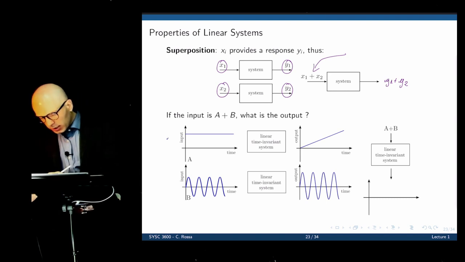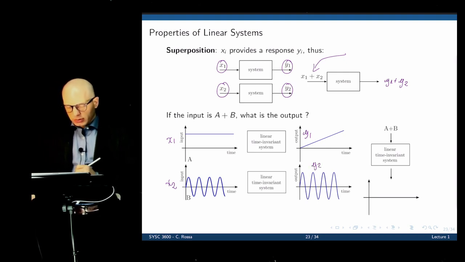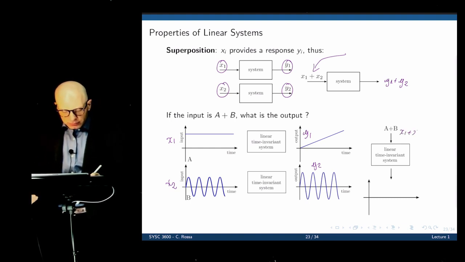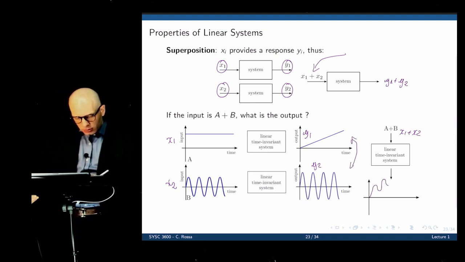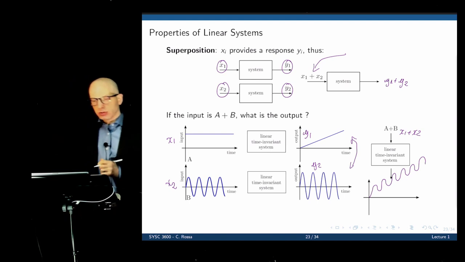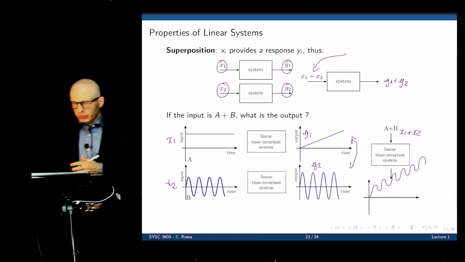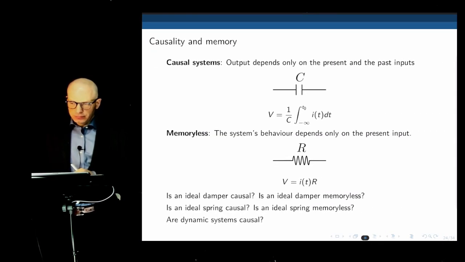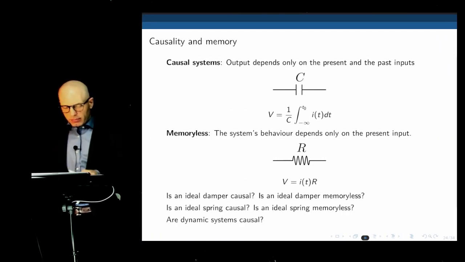For example, here, this could be x1, this could be x2. This is the corresponding signal from x1, this is the corresponding signal from x2. If now we apply x1 plus x2, then we should have y1 plus y2, which in this case should be something like that. Right, just adding up these two signals, and that would be the signal at the output. Okay, so these two properties are fundamental properties of linear systems. If they are not met, then the system is not linear. I'm going to skip this slide here. I'll come back here later.